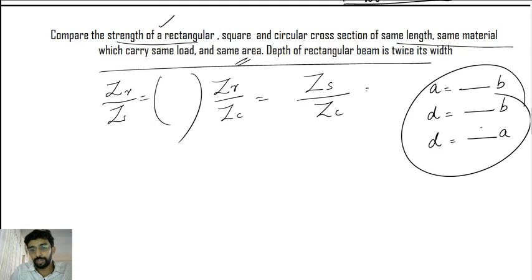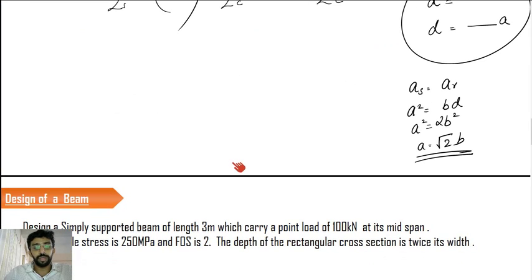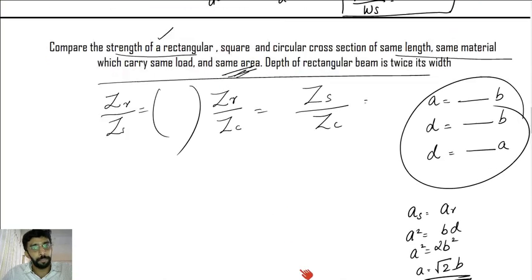This relation has to be obtained using the same area concept, like area of the square is equal to area of the rectangle. So A square is equal to B into D. So A square is equal to 2B square. So A is equal to root 2 into B. Like this, you have to obtain the relation and substitute it in the section modulus and get the comparison. So this is the common methodology that can be adopted for comparative type questions. So this is how we do the comparison.